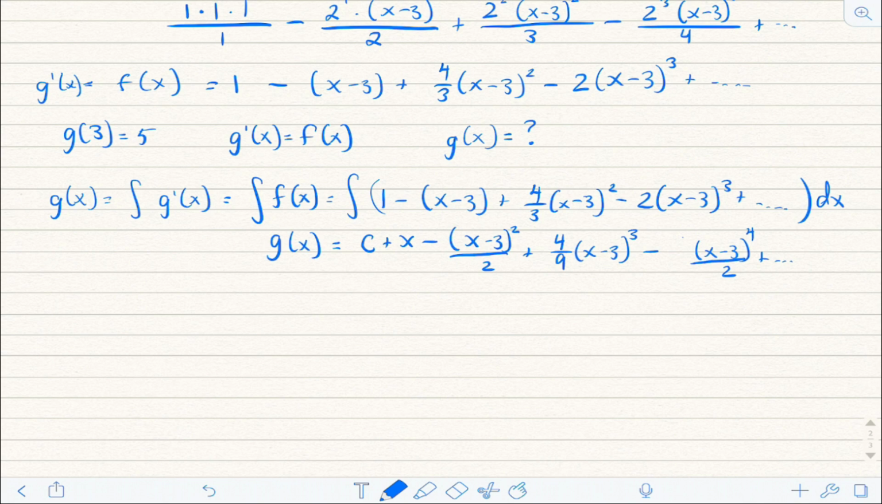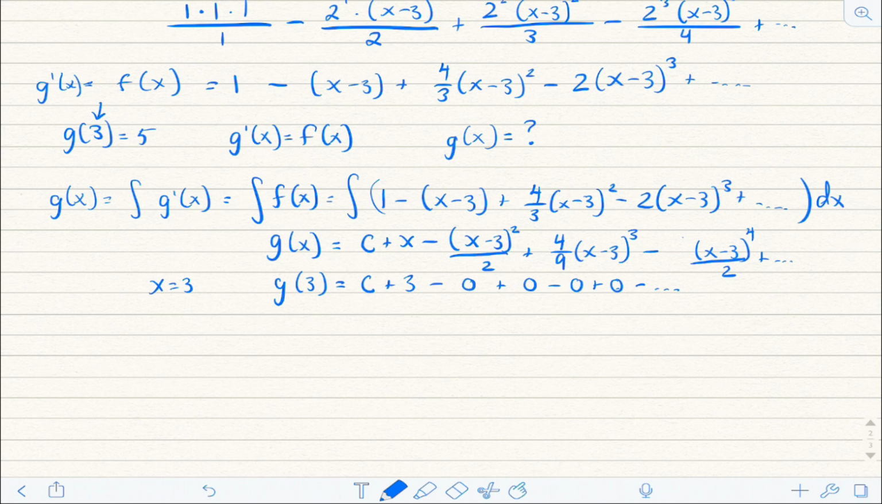But how do I figure out what c is, to help me figure out what this power series is going to be? So I'm going to write g of 3, which means that when I place in the value x is equal to 3, something is going to happen. We still don't know what c is, but x is going to be equal to 3, and then minus 3 is just going to give us 0 plus 0 minus 0 plus 0, and so forth down the line, because it is centered at 3.